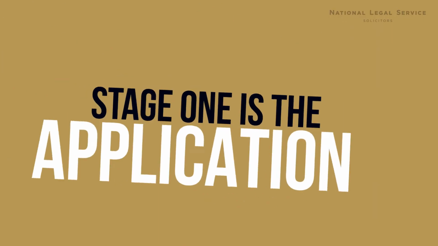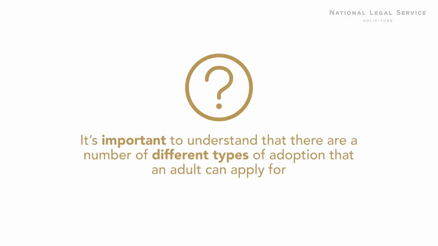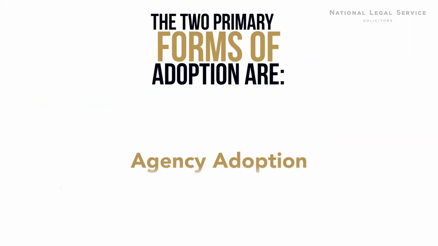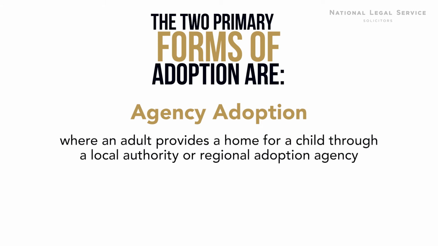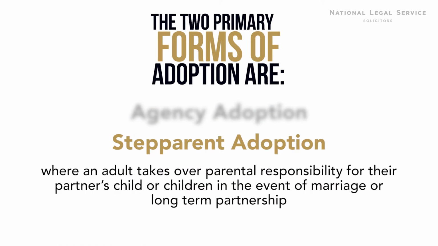Stage 1 is the application for adoption. It's important to understand that there are a number of different types of adoption that an adult can apply for. The 2 primary forms of adoption are agency adoption, which is where an adult provides a home for a child through a local authority or regional adoption agency, and step-parent adoption, which is where an adult takes over parental responsibility for their partner's child or children in the event of marriage or long-term partnership.